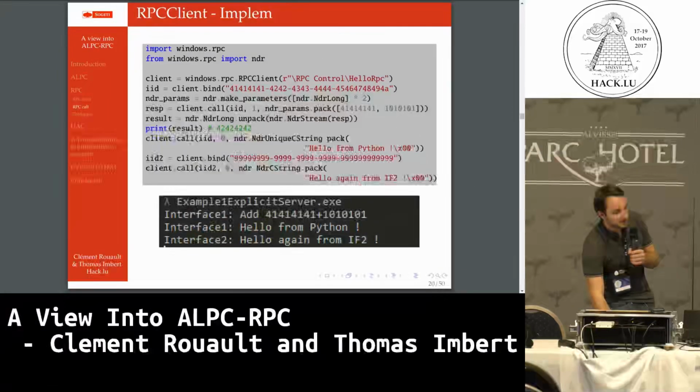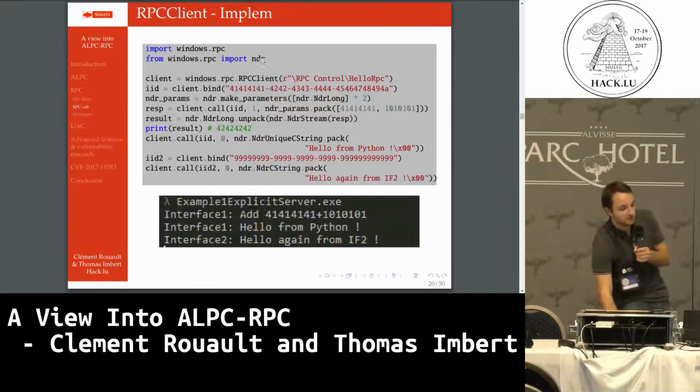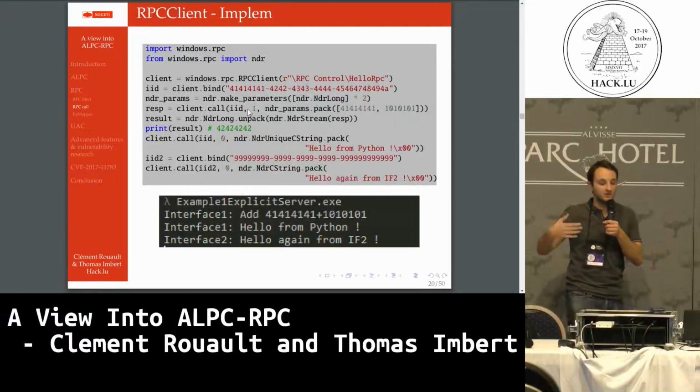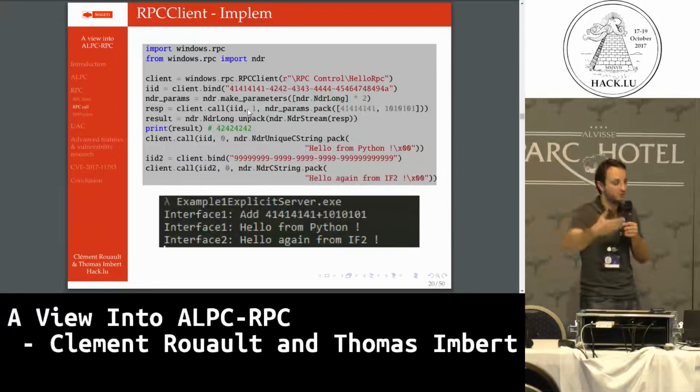We have an RPC client that connects to the ALPC port RPC Control\LRPC and binds to a given interface. The default version we use is 1.0. After that, we get the bind interface ID and use it to call method number 1 of this interface. Method number 1 is just a server-side add: it takes 2 ints, adds them, and sends you back the response.